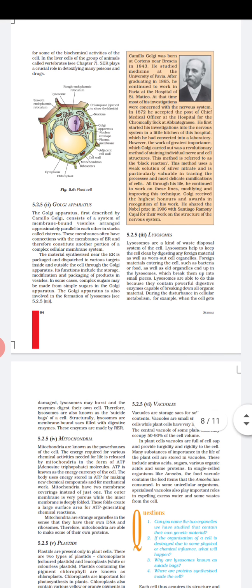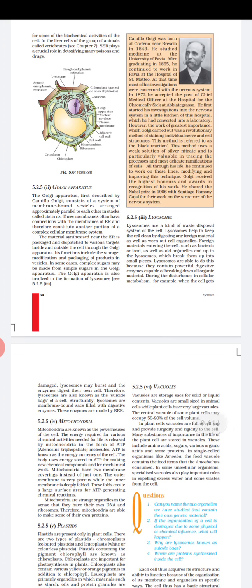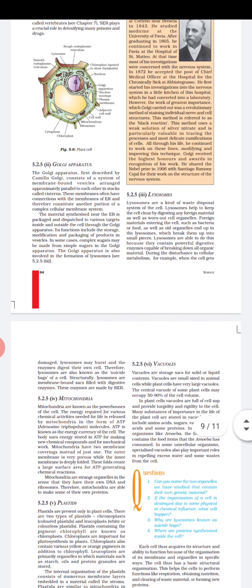Next is the Golgi apparatus. The Golgi apparatus, first described by Camillo Golgi, consists of a system of membrane-bounded vesicles arranged approximately parallel to each other in stacks called cisternae. These membranes often have a connection with the membrane of the ER and therefore constitute another portion of the complex cellular membrane system.